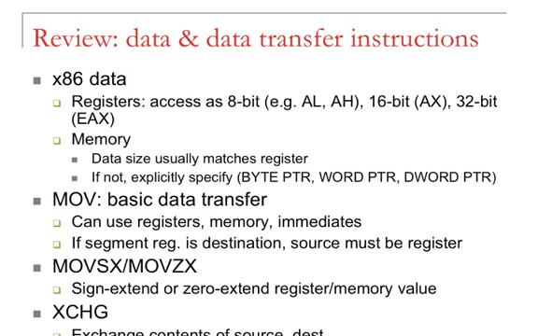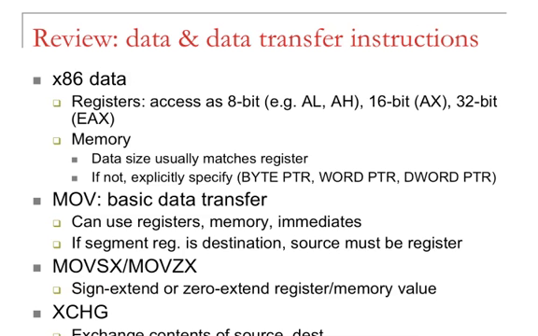Then we move on to talk about different instructions. We started with the data transfer instruction, move. We can use move instruction with registers, memory, or immediates. Immediates, in our course, refer to constant numbers. If we want to copy values to a segment register as a destination, the source must be a register. Oftentimes we use AX to do the data transfer.